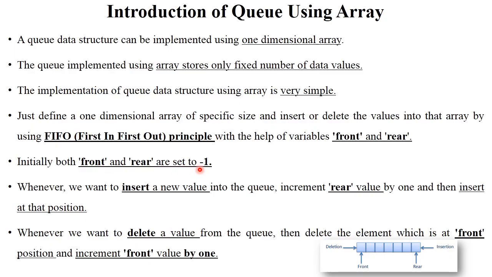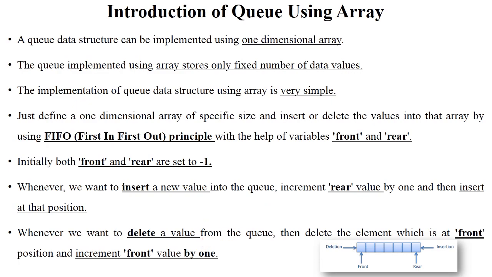Initially, both front and rear are set to -1. Front equal to rear equal to -1 indicates that the queue is empty. Whenever we want to insert a new value into the queue, increment the rear value by 1 and insert at that position. Rear always performs the insertion, so while inserting, rear plus 1, then insert the value there. And front is for deletion. Whenever we want to delete a value from the queue, delete the element at the front position and increment front by 1. So for insertion, rear equals rear plus 1, and for deletion, front equals front plus 1. This is just the concept of queue using array, or queue using sequential organization.